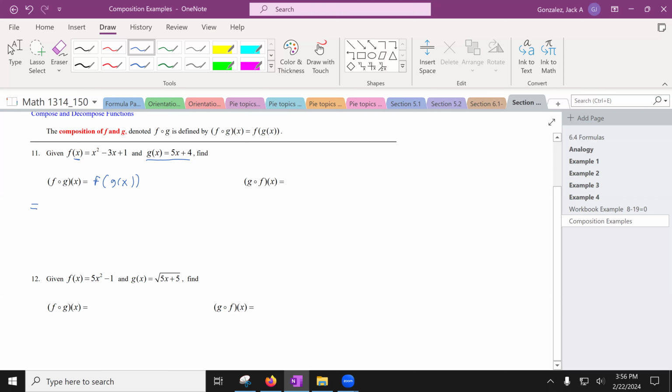So F of 5x plus 4. That makes sense? That's what the G is. So you plug in the G into the X. All the X's are gonna receive that G. The whole thing is gonna go in there and there. And then they're gonna get multiplied. Then all the algebra should be done.